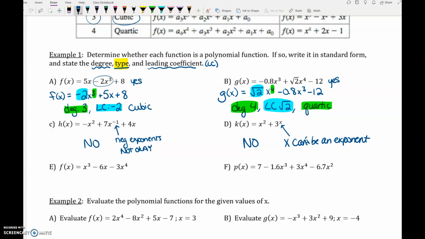They look fine to me, so pause the video and on your own rewrite E and F in standard form. State the degree, the type, and the leading coefficient.